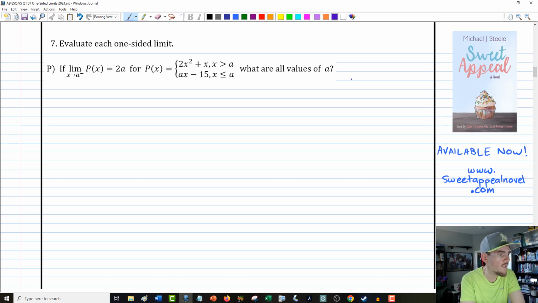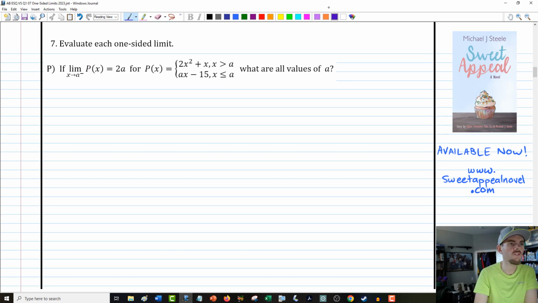So in this case, we're told that the limit as x approaches a from the left side of p of x is equal to 2 times a. So that's just some information we have about some function p of x. Now it specifically says p of x is this piecewise function over on the right side, and we're supposed to figure out what are all values of a. Like what are the possible values that a could ever take on.